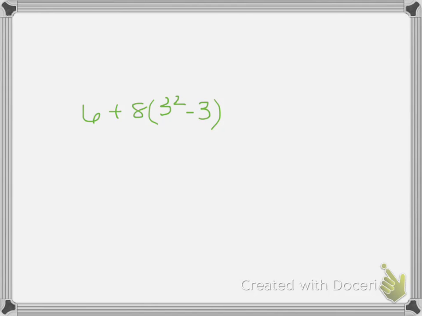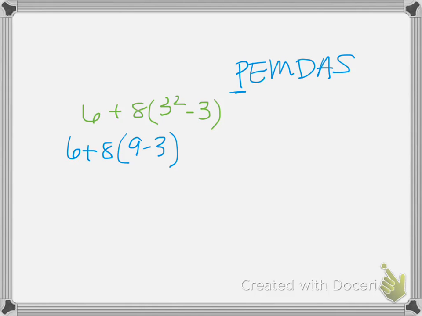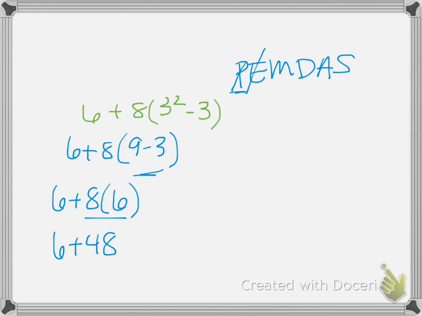I have a bunch of numbers, so I know I need to use my order of operations. I look in my parentheses, and it looks like I have exponents in my parentheses. So 3 squared is 9. Still have stuff I can do in my parentheses. So 9 minus 3 is 6. I don't have any exponents. I can multiply 8 times 6 to get 48. And then I just add to get 54.